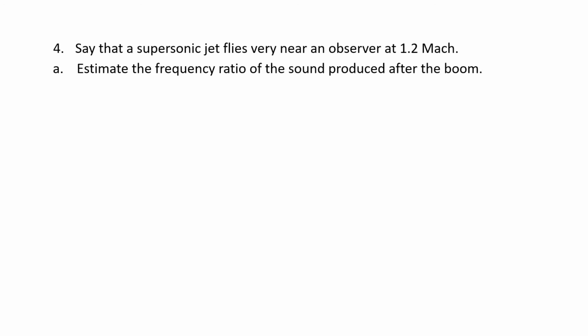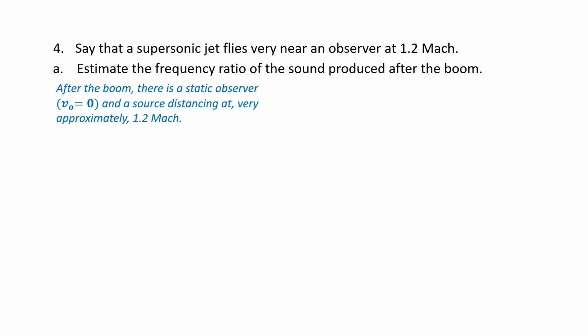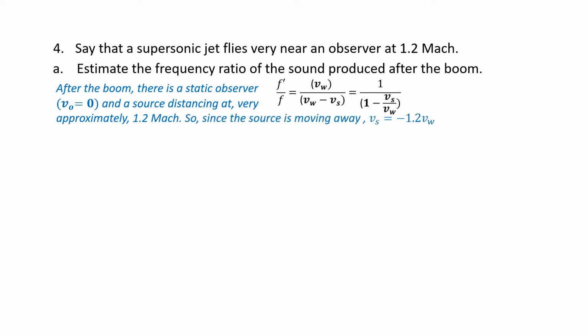Let's start with Part A, that of estimating the frequency ratio of the sound produced after the boom. What we have after the boom is a static observer, that is V sub O equals 0, and a source distancing at very approximately 1.2 Mach. Here's the Doppler equation. So the source is moving away at V sub S equal minus 1.2 times the velocity of sound. We'll replace the symbols with the data, and the calculation renders a frequency ratio of 0.42 plus or minus 1%.